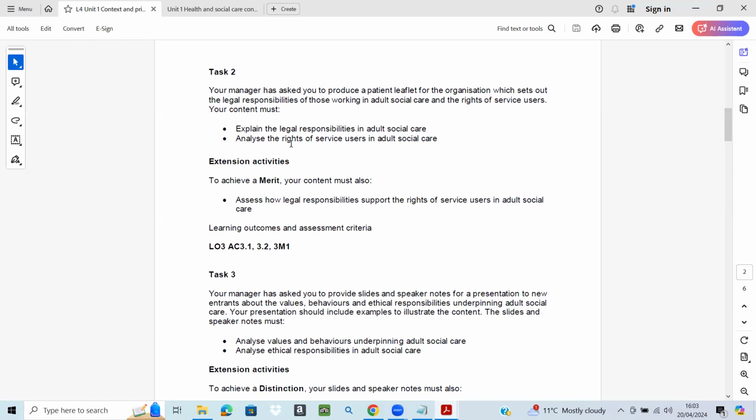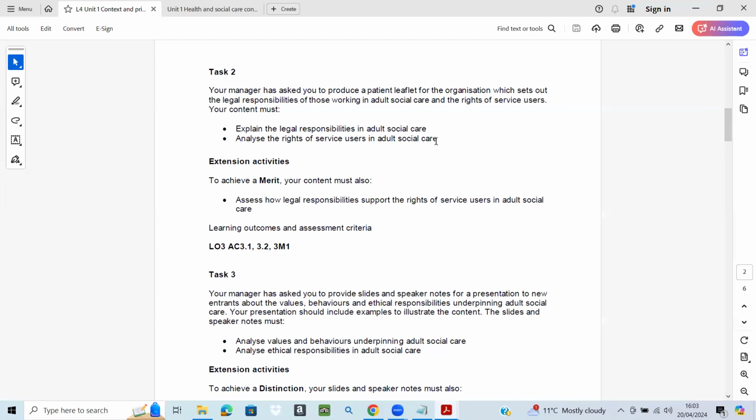In that leaflet, we need to explain the legal responsibilities in adult social care, and make sure that the leaflet is not for advertisement purposes. It's not an advertisement like the advertisement leaflets or organization leaflets we get at home. This is related to the legal responsibilities in adult social care, and we need to analyze the rights of service users in adult social care.